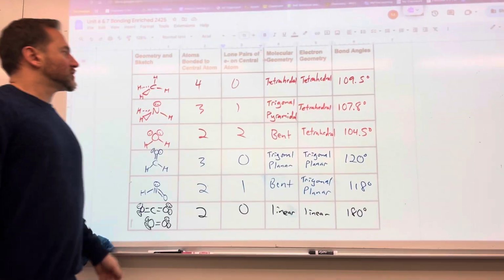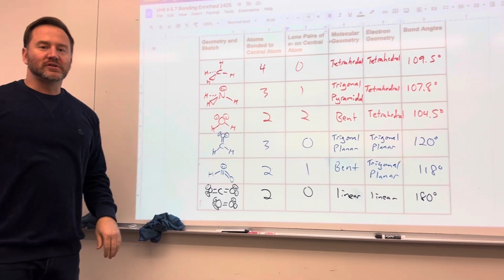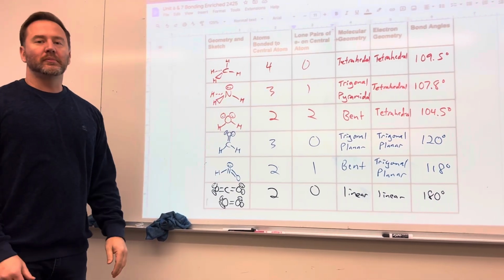So these are the shapes, the different molecular and electron geometries you guys are responsible for knowing, and their corresponding bond angles.